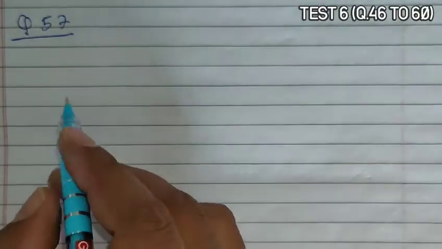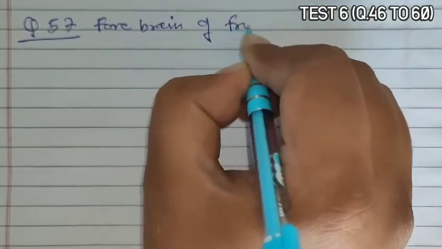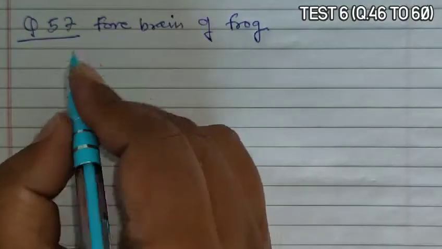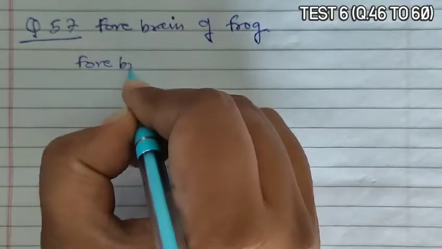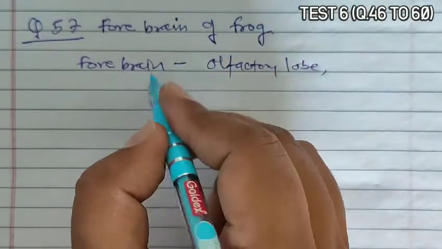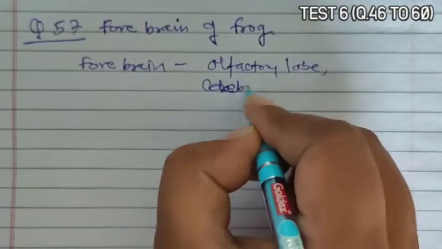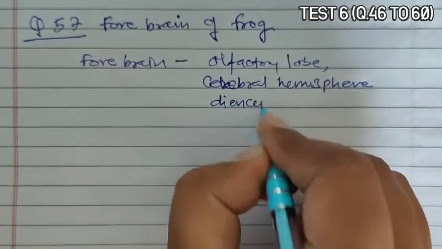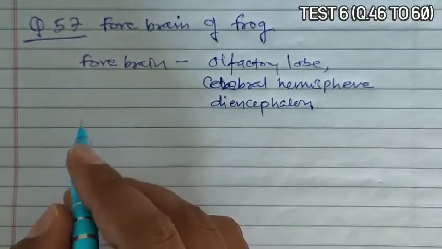Next is question 57. Question 57 asks which of the following are included in the forebrain of frog. The options are given as medulla oblongata, cerebellum, olfactory lobe, and all of the above. Now we remember that forebrain is made up of olfactory lobe, cerebral hemisphere and diencephalon.